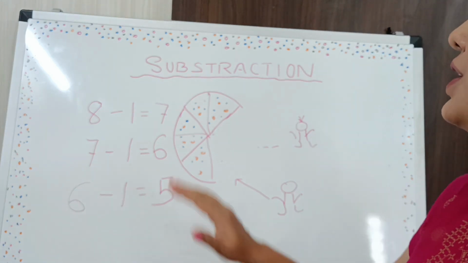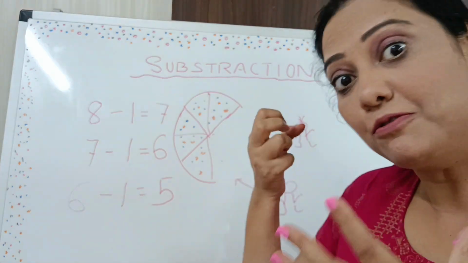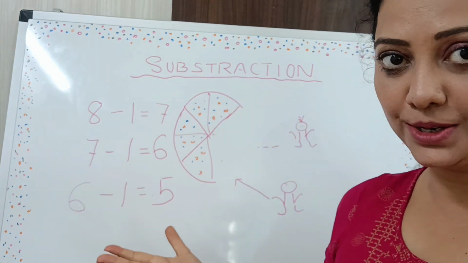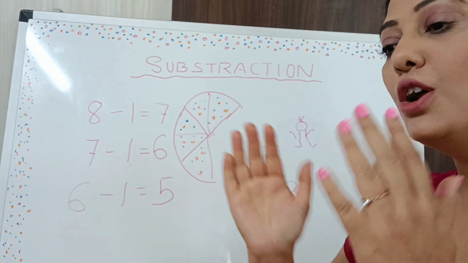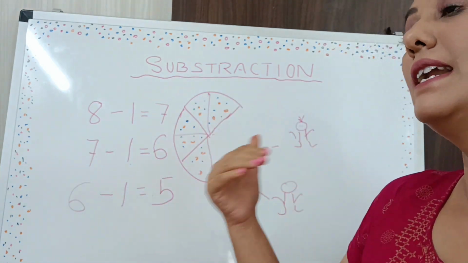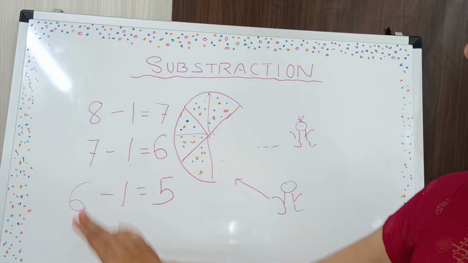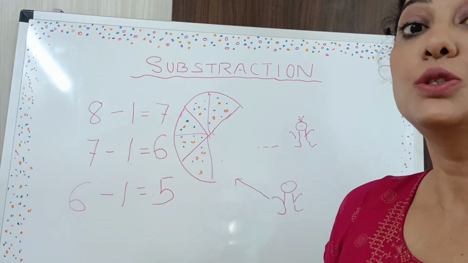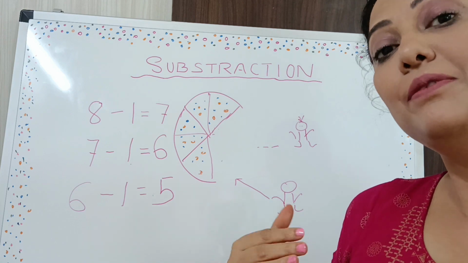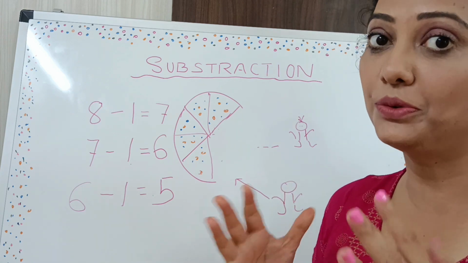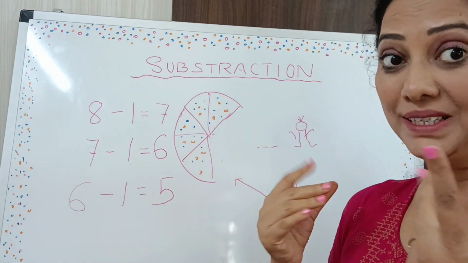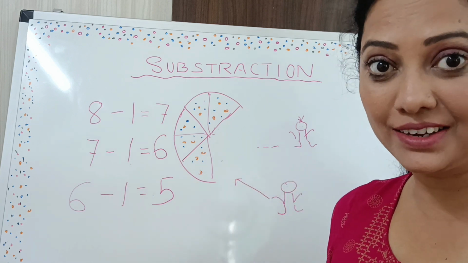Subtraction is when we take one number or many numbers from a number, or we are taking out, that is called subtraction. Like here we are doing, right? So now we will try to do it in a numerical way. Now you will be able to understand through pizza what is happening, okay?